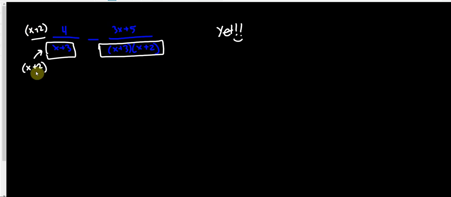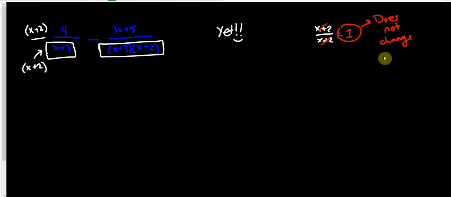Well, why does this work? I can't just randomly multiply by something. I can if I multiply the top and the bottom by the same thing, because what I'm multiplying this by is x plus 2 over x plus 2. What is x plus 2 over x plus 2? Oh, that divides out to 1. So when I'm multiplying by x plus 2 over x plus 2, I'm multiplying by 1, and multiplying by 1 does not change the value. It does not change what this side is equal to. It keeps it equivalent.